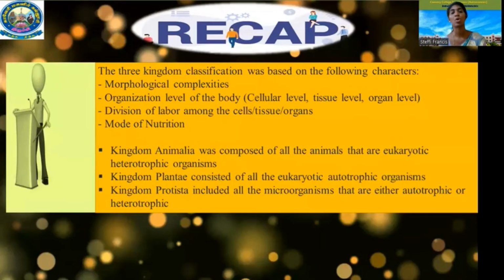Now let us have a small recap. The three kingdom system of classification was based on the following characters, which include the morphological complexity, organization level of the body like cellular level, tissue level and organ level, division of labor among the cells, tissues and organs, and mode of nutrition. Kingdom Animalia was composed of all animals that are eukaryotic and heterotrophic organisms, whereas Kingdom Plantae consisted of all eukaryotic autotrophic organisms. Finally, Kingdom Protista includes all the microorganisms that are either autotrophic or heterotrophic.